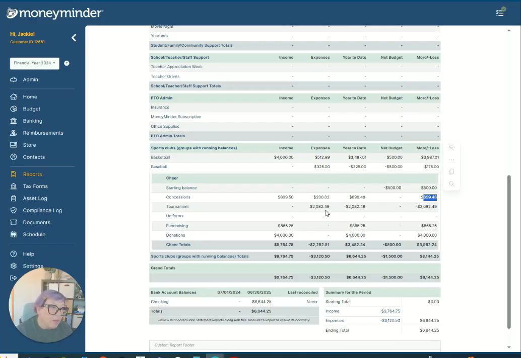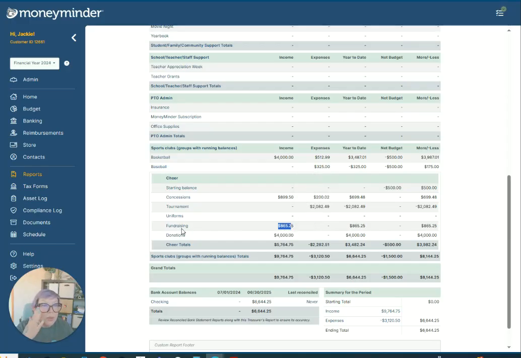So that's $699.48. And then here in the tournament category, they paid for their tournament, and that cost them $2,082.49. We logged that withdrawal. That's how much it cost for the tournament. Next is fundraising. So throughout that whole entire year, they did fundraising, and I collected their deposits from their fundraising efforts, and I deposited it into my checking account, and that amount was $865.25.